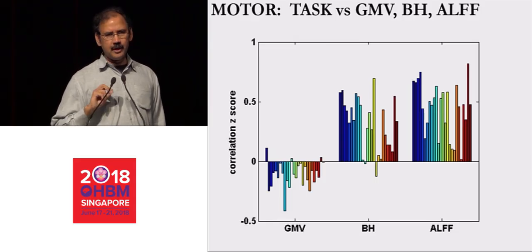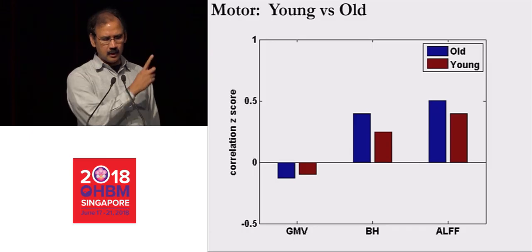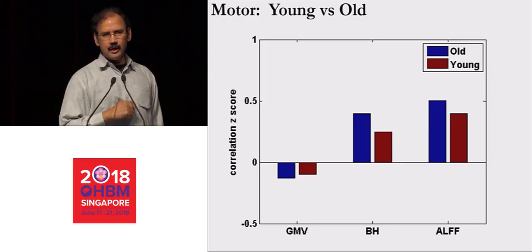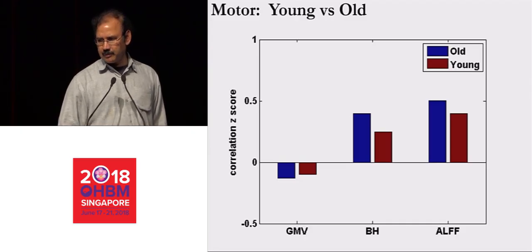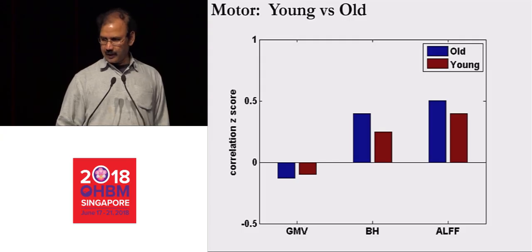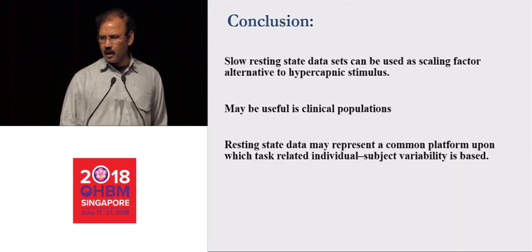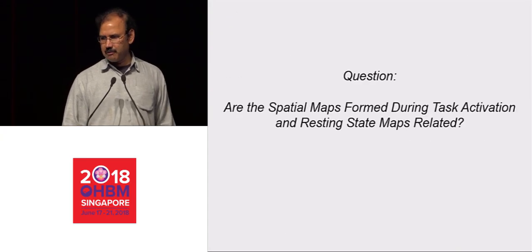Again, the point here is that in some cases where subjects cannot perform the task response, and this is between young and old, in cases where the subject cannot perform breath holding, one can use resting state to calibrate the response. So this can be used as a scaling factor.